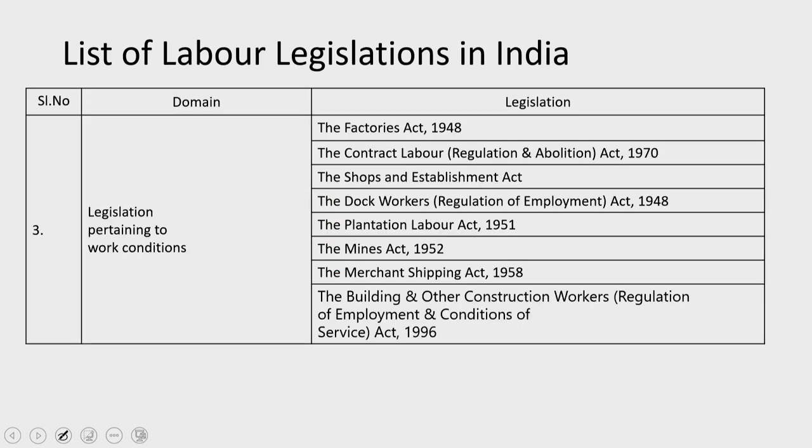If we move ahead on these domains, we look into working conditions. We have looked into wages, and after that we come to working conditions. In the domain of legislation pertaining to working conditions, we have quite a large number. Again, this is not an exhaustive list, but I can simply categorize in this domain the Factories Act of 1948, the Contract Labor Regulation and Abolition Act of 1970, the Shops and Establishment Act, the Dock Workers Regulation of Employment Act 1948, the Plantation Labor Act 1951, the Mines Act 1952, the Merchant Shipping Act 1958, the Building and Other Construction Workers Regulation of Employment and Conditions of Service Act 1996.